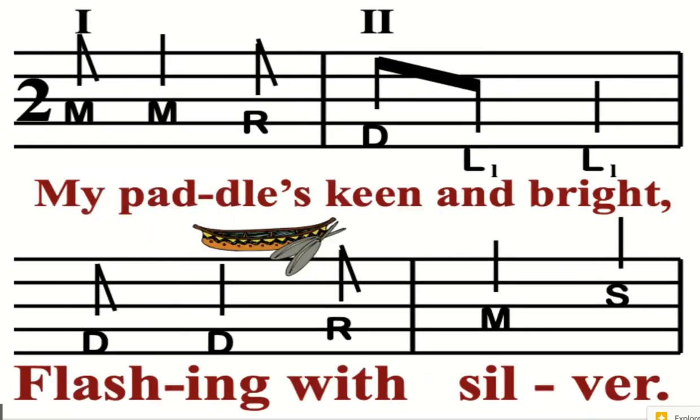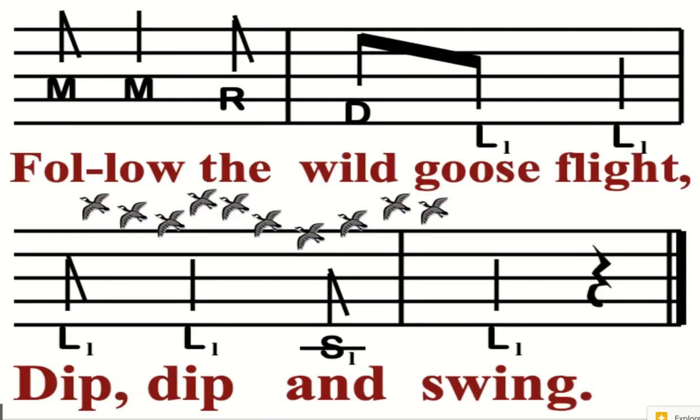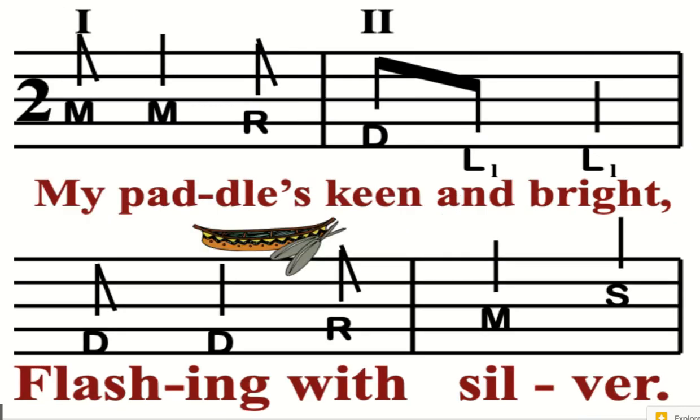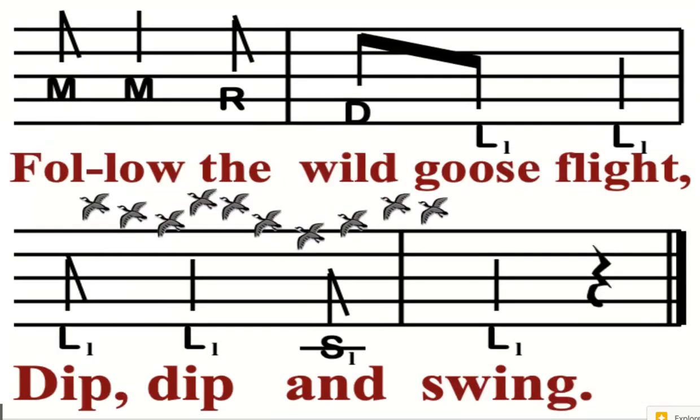One more time. My paddle's keen and bright, flashing with silver. Follow the wild goose flight, dip, dip, and swing. Shh. Okay, one more time. My paddle's keen and bright, flashing with silver. Follow the wild goose flight, dip, dip, and swing.